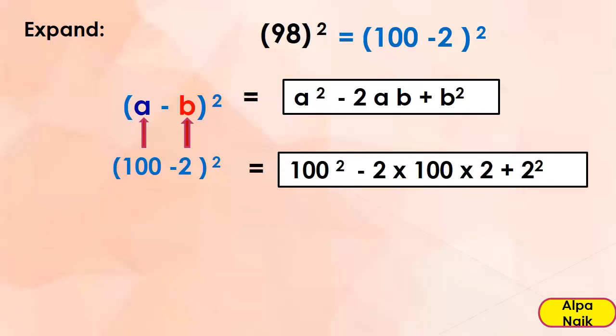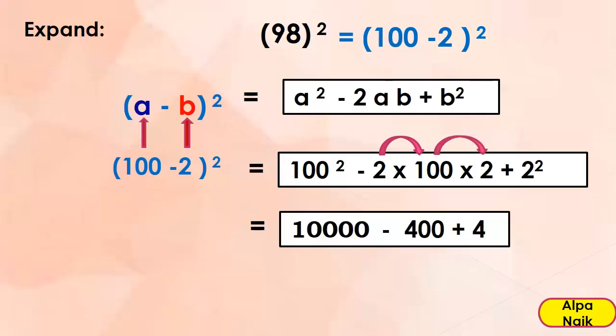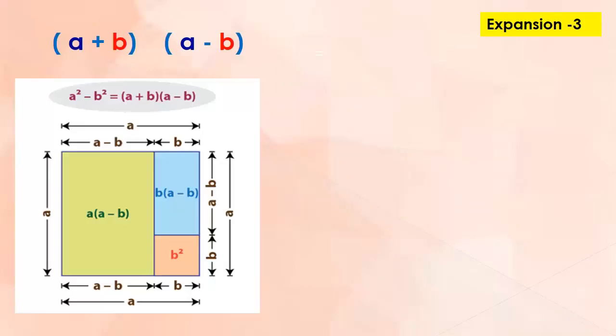Okay, so just substitute correctly. Check karo. Now 100 square is 10,000. 2 into 100 into 2, 200 into 2, that is 2 2s are 4, so this will be 400, plus 2 square is 4. Now either you can add 10,000 plus 4 first, or you can do the subtraction first, whichever is easy for you. So this will be 9604.